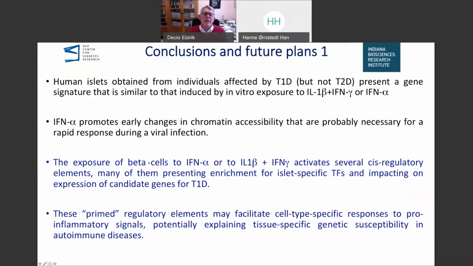Exposure of human beta cells to type 1 interferons or to interleukin-1 beta plus interferon gamma activates several cis regulatory elements, many of them presenting enrichment for islet-specific transcription factors and impacting on expression of candidate genes for type 1. These primed regulatory elements may facilitate cell type-specific responses to pro-inflammatory signals, potentially explaining tissue-specific genetic susceptibility in autoimmune diseases.